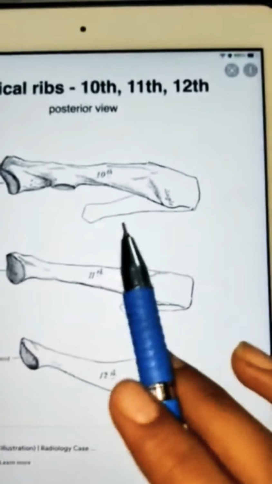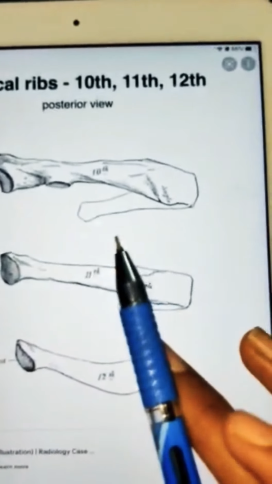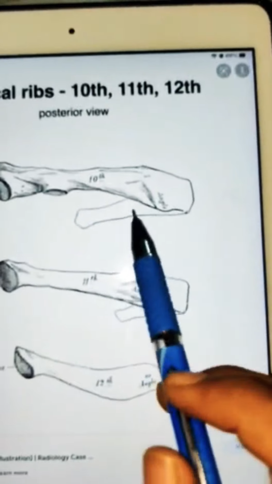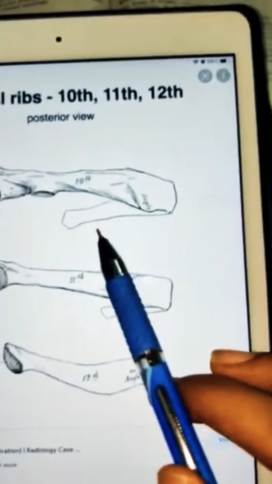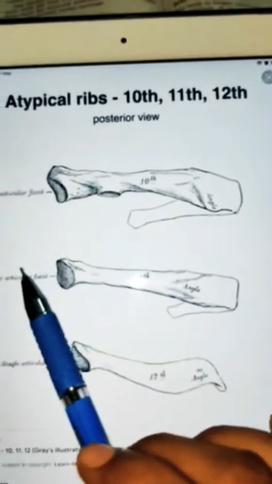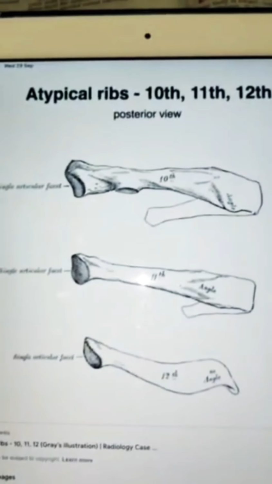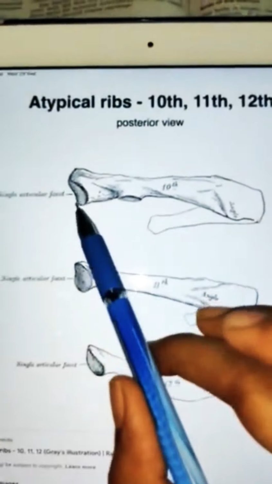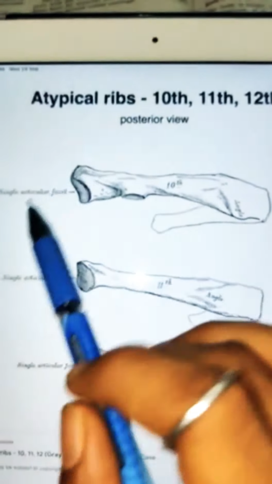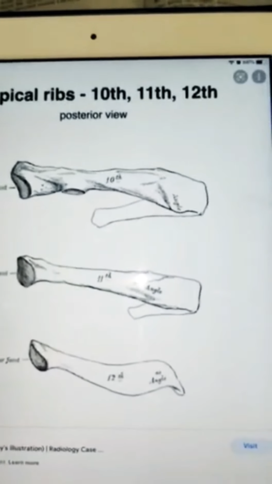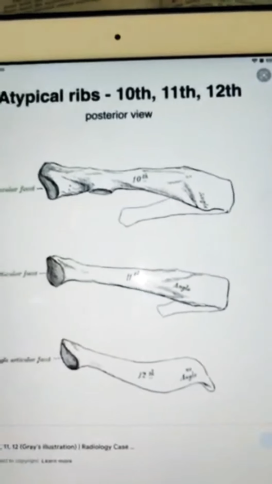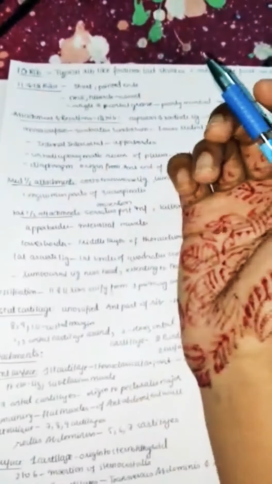10th rib is like having a normal features like a typical rib, but the only difference is it's somewhat shorter, and also it's having only single facet on the head. So you can see this is the head, only single facet. Normally in a typical rib we have two facets, right? But here only single facet. That is the only difference from the typical rib and the 10th rib. So now we are going to start with the 11th and 12th ribs.